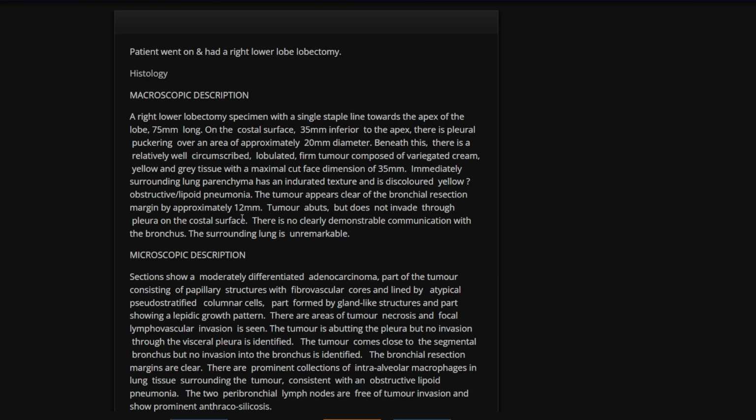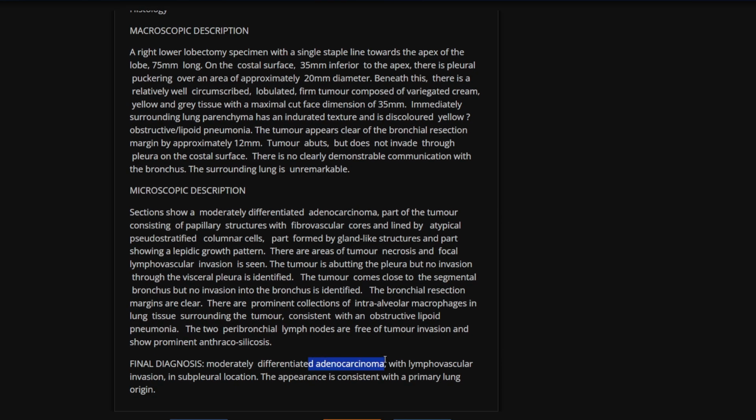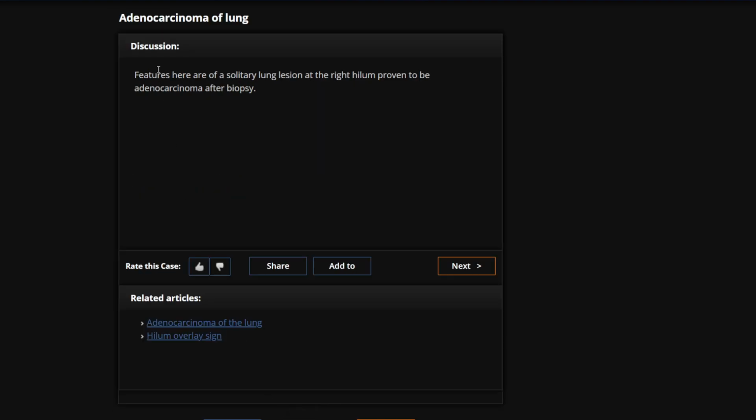So they took a biopsy because, if you measure the size and all that, especially if you compare to a previous chest X-ray, and you have suspicion of malignancy, then you might assume it's malignant. And this turned out to be a case of adenocarcinoma, which is a malignant lung cancer type. So the features here are of a solitary lung lesion at the right hilum, proven to be adenocarcinoma after biopsy.